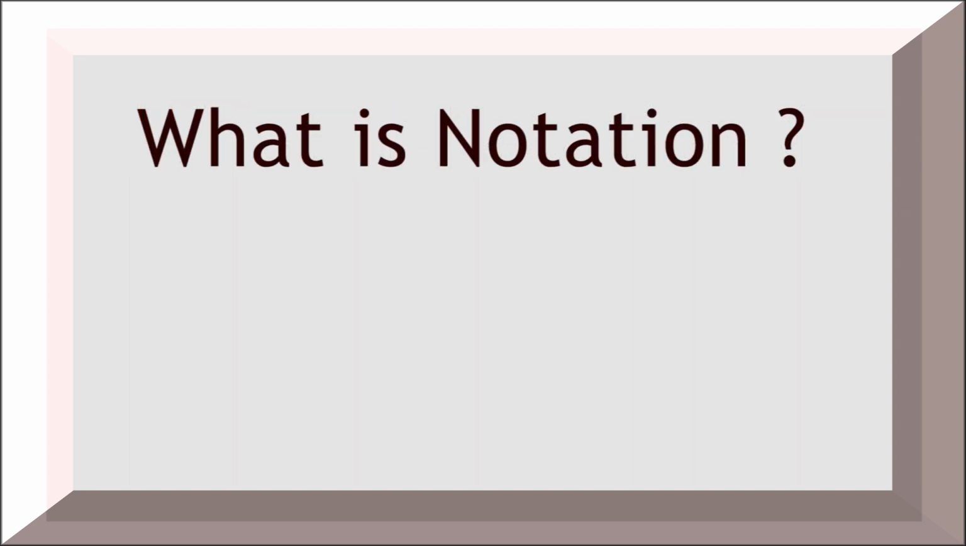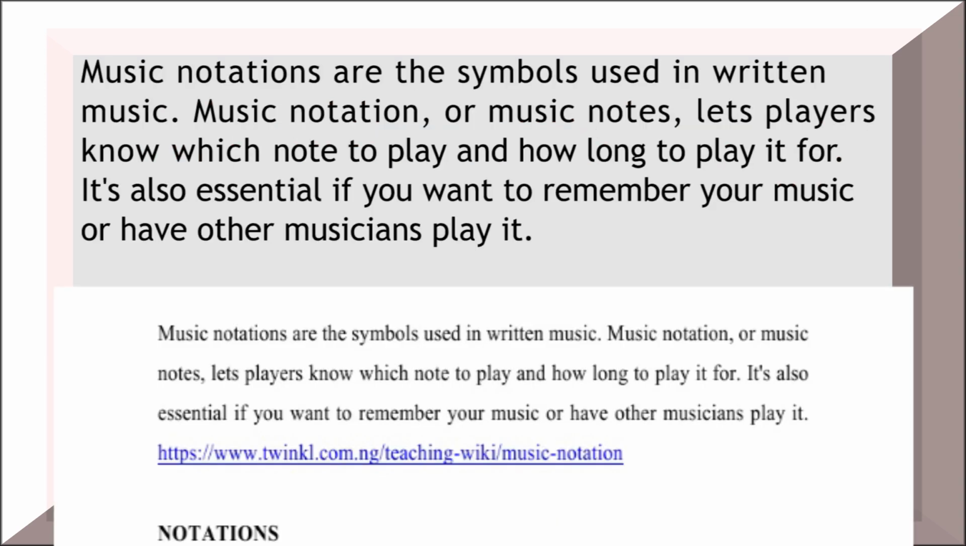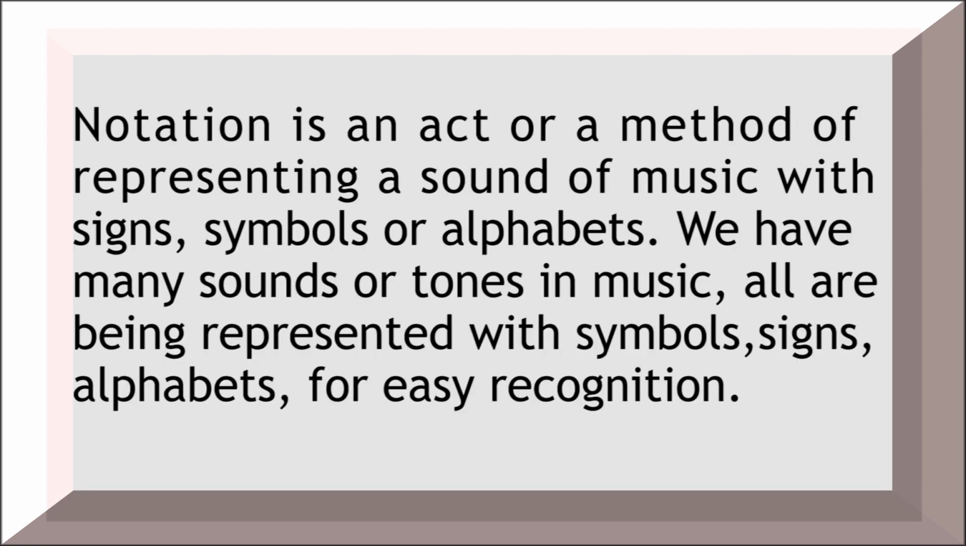So what is notation? Simple way of defining this: music notations are the symbols used in written music. Music notation or music notes lets players know which note to be played and how long to play it for. It is also essential if you want to remember your music or have other musicians play it. What is then notation? Notation is an art or a method of representing a sound of music with signs, symbols, or alphabets.